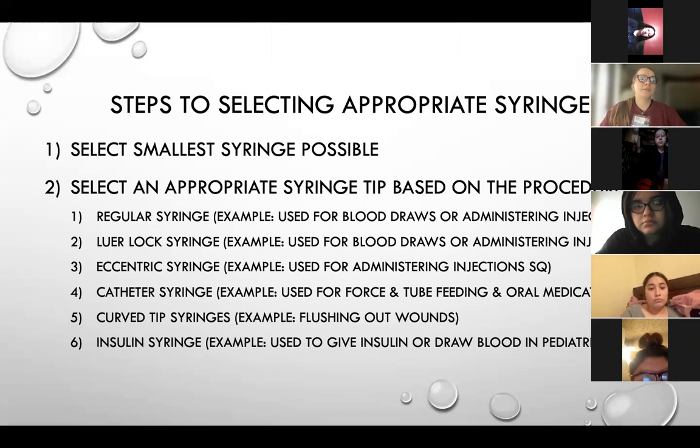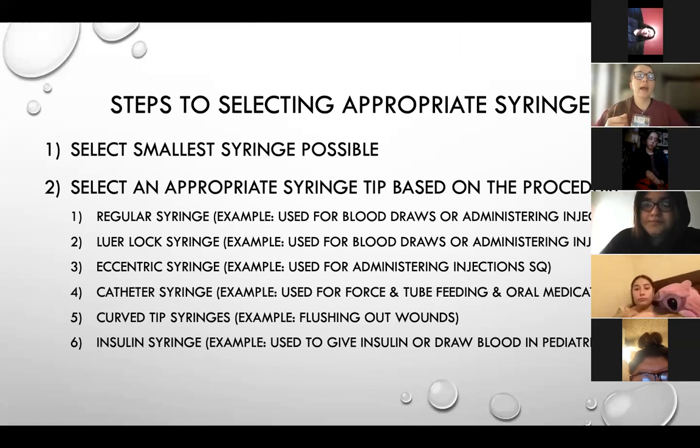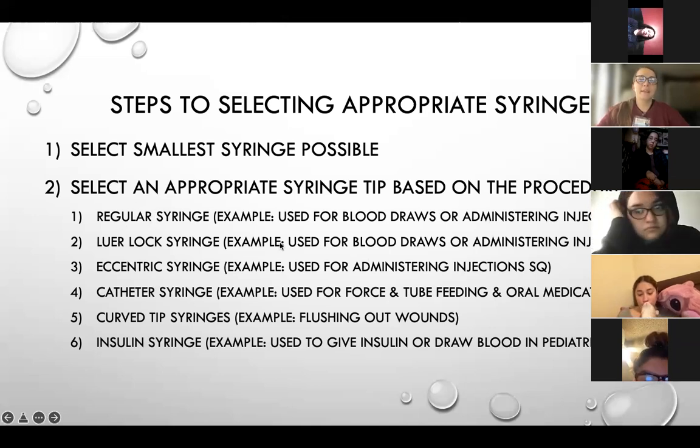So our regular tip syringe, these are also known as the slip tip. Regular doesn't have anything that's going to lock it into place. We use this commonly for blood draws or administering medications. Same with luer lock. Luer lock is also used for blood draws and administering meds, but I like luer lock a lot better because the needle actually will twist and lock into place on your syringe, and you don't have as much margin for error, especially when uncapping your needle like you do with a regular syringe. It does not securely hold it onto there.